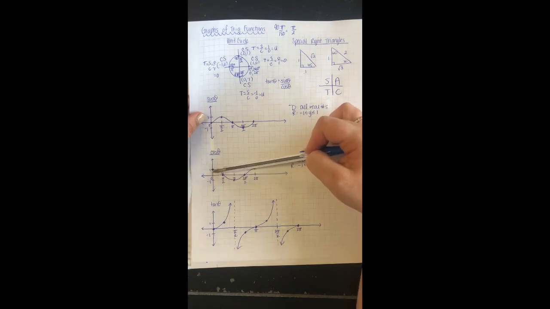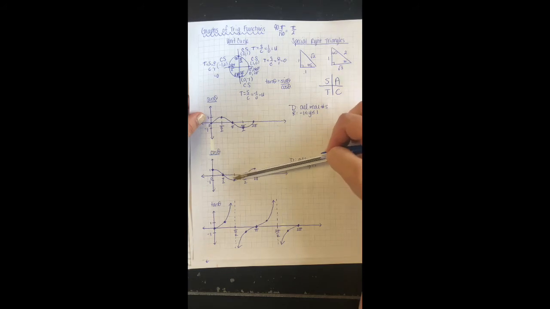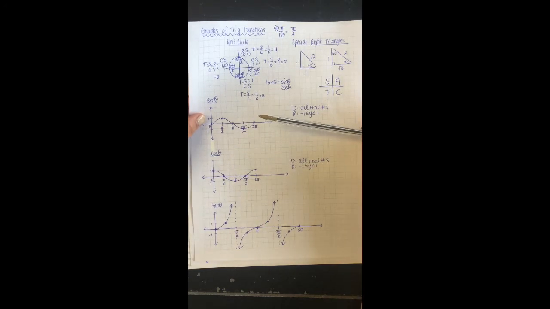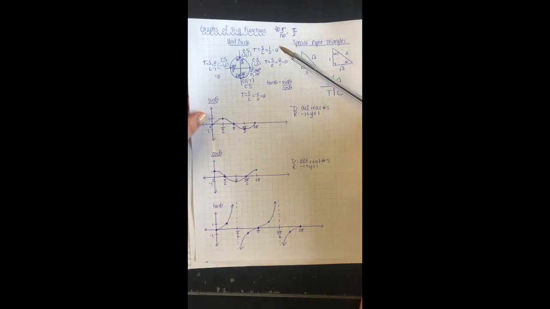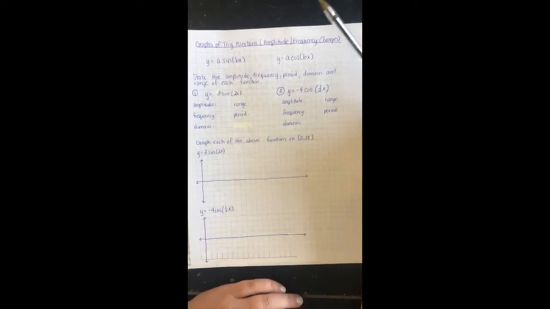Again, 1 is really just the distance between what we call the midline and the highest point, or the midline and the lowest point. And again, I'm only fitting 1 full cosine curve between 0 and 2 pi. Remember these shapes because these will be important when we start graphing some amplitude and frequency changes. So the first thing we need to be able to do is identify what exactly this information is telling us.